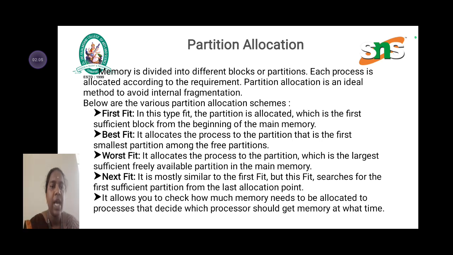First fit. In this type of fit, the partition allocated is the first sufficient block from the beginning of the main memory. The second one is best fit. It allocates the process to the smallest sufficient partition among the free partitions. The next one is worst fit. It allocates the process to the largest sufficient freely available partition in the main memory.